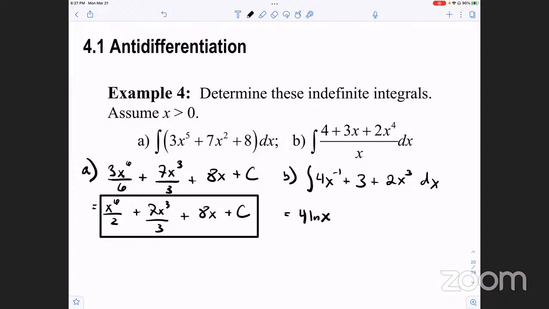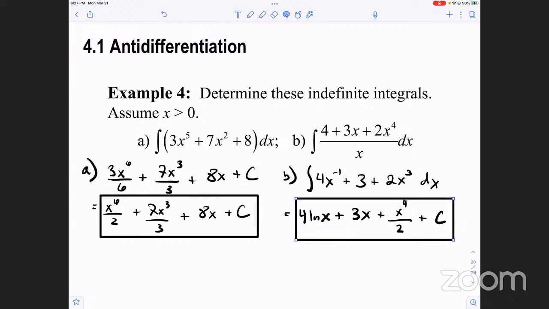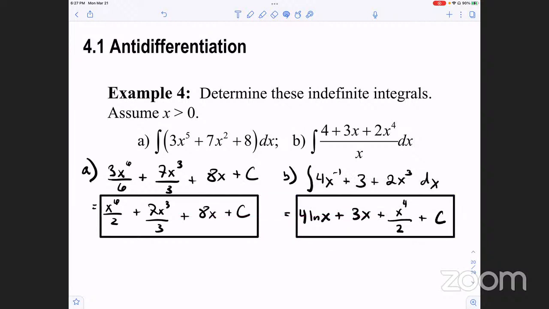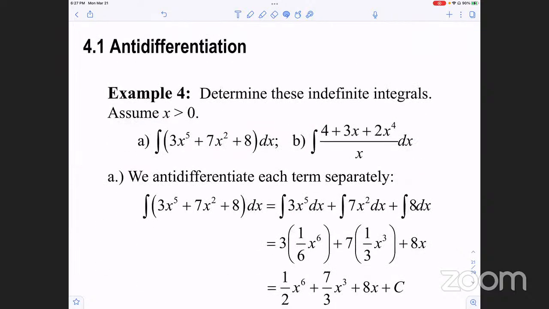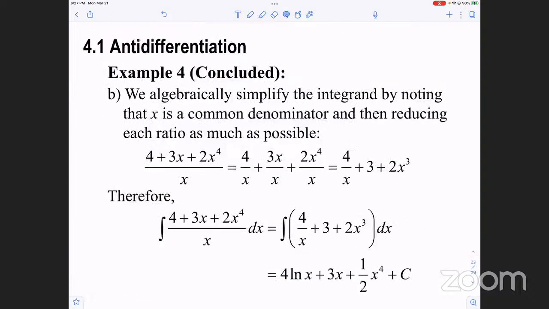4 times the natural log of x plus 3x. That becomes x to the 4. x to the 4 over 4, but then 2 over 4 reduces down to this, plus c. Okay, we got the first one. 4 natural log of x plus 3x plus x to the 4/2 plus c. Okay.